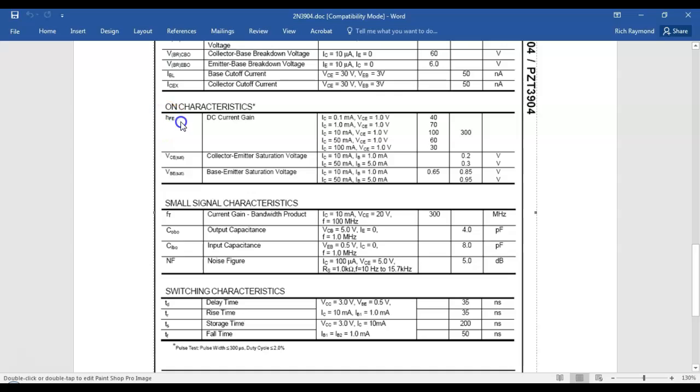They call it HFE, but it's just beta. Most books call it beta, but just about all data sheets call it HFE. So that's something you need to know: HFE.